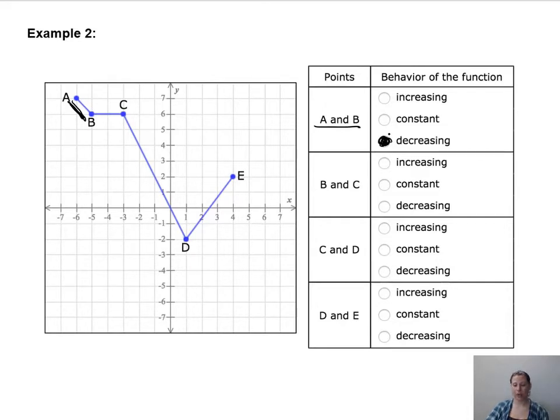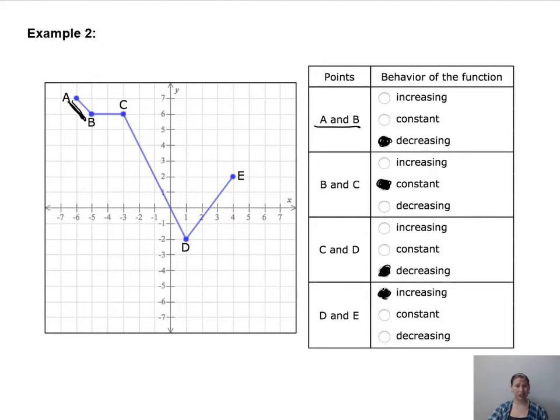Okay, so now we have B and C. Between B and C, we see the function is not going up, not going down. It's staying constant. It's a constant section of the graph. Okay, so then C to D. Between C and D, the function is going down, right? So that means, again, it is a decreasing section. Okay, now D and E. Between D and E, the function is going up. So that means it's an increasing section.